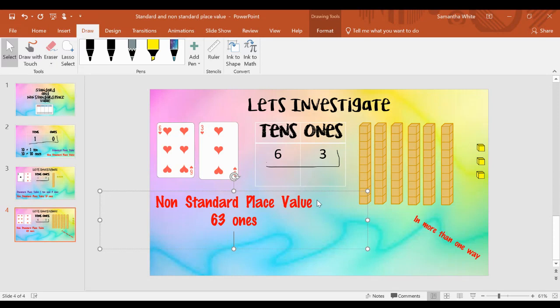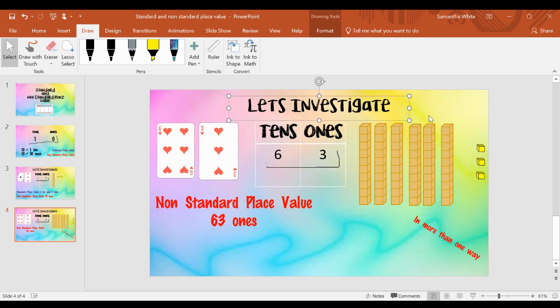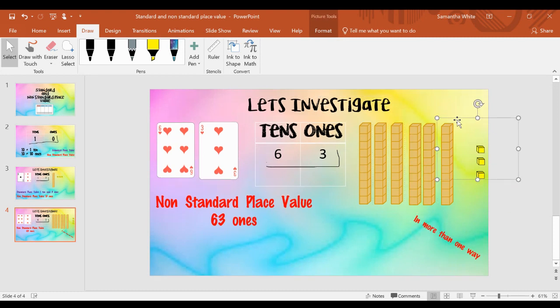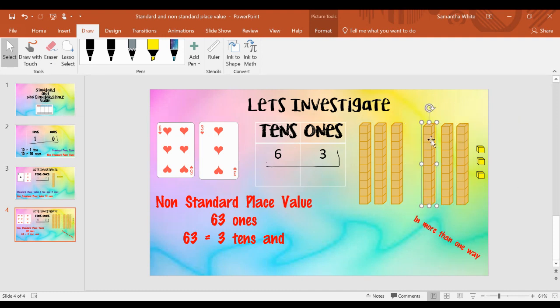Could we have 3 tens and using these other 3 tens blocks, switch them out for only ones? Let's have a look. Could we say that 63 is equal to 3 tens and we've got 3 ones, but we want to also have these 3 tens, which is equal to 30 in ones. So we've got 30 ones there plus the 3. So we can say 3 tens and 33 ones.